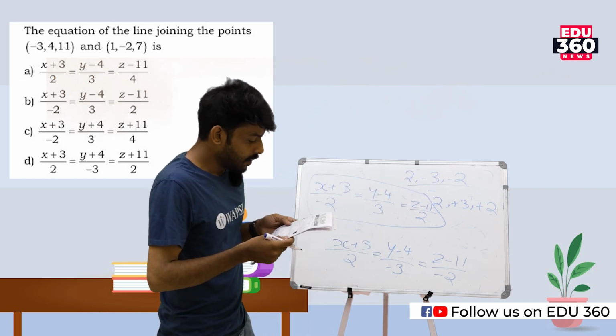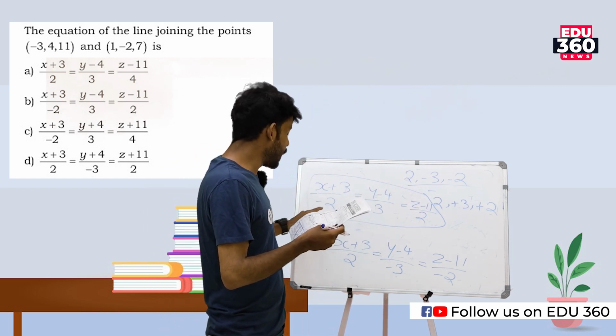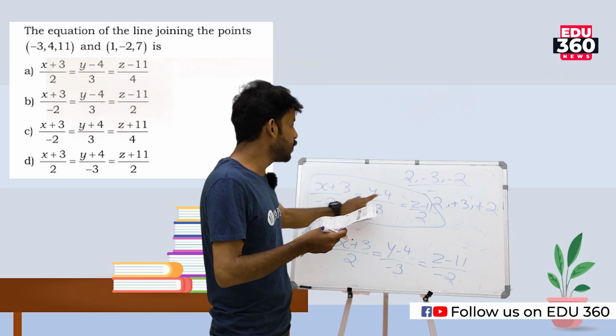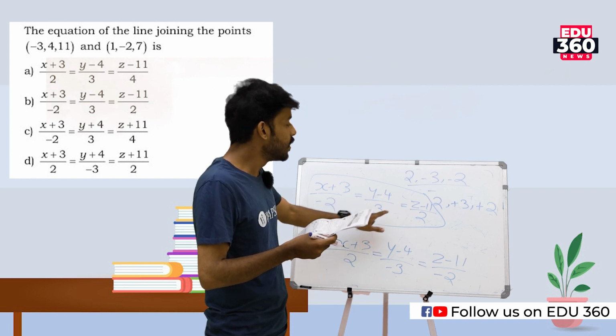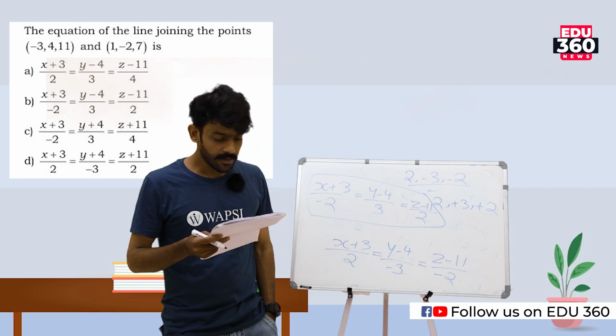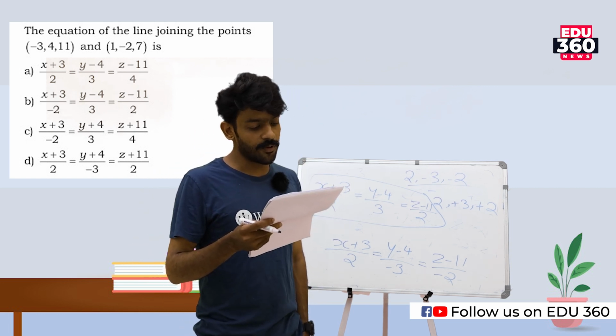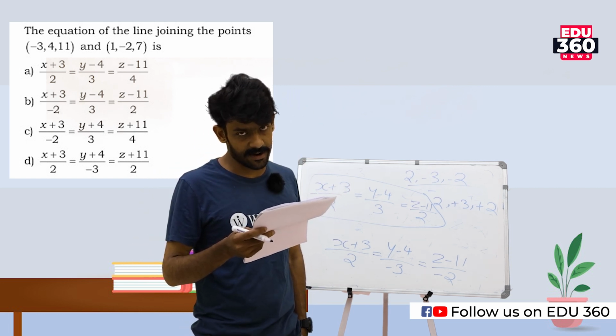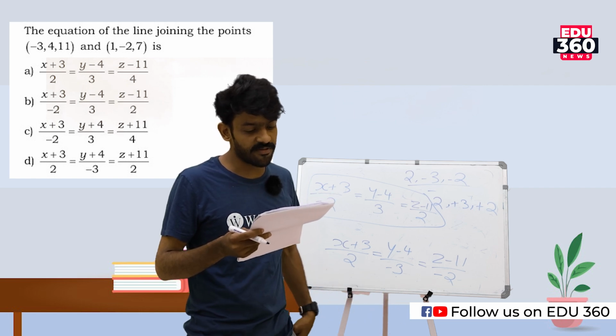So that is (x plus 3) divided by minus 2, which is equal to (y minus 4) divided by 3, which is equal to (z minus 11) by 2. So for this question, option B is the correct answer.